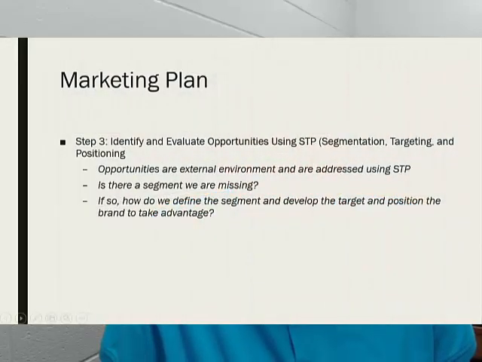Number 3, we're going to evaluate and identify opportunities using STP, which is your segmentation, targeting, and positioning. Opportunities in our external environment are addressed using the STP. Is there a segment we're missing? Is there a new segment that's been developed because of the external environment? If so, how do we define the segment and develop the target market and position the brand to take advantage of those changes in the external environment?